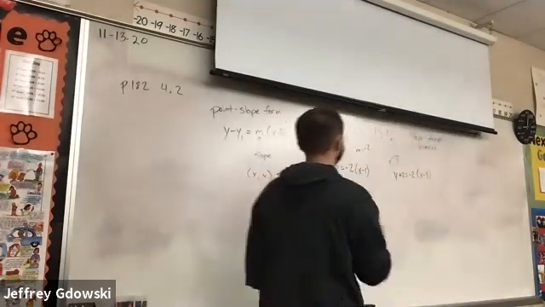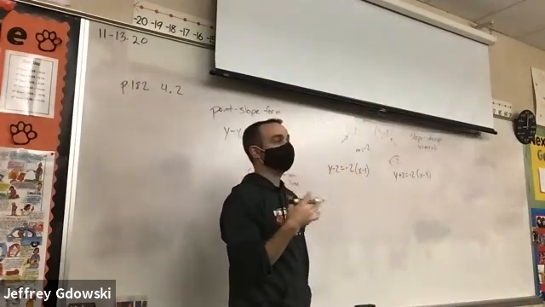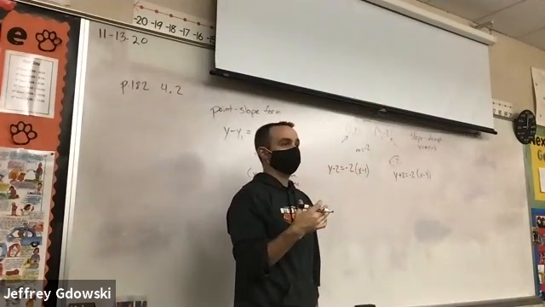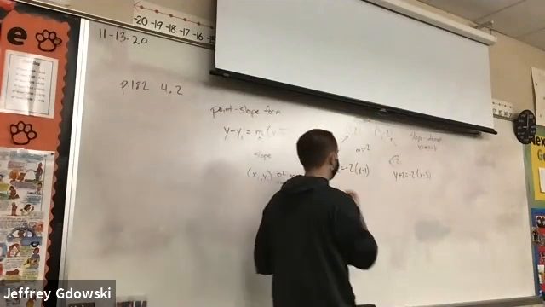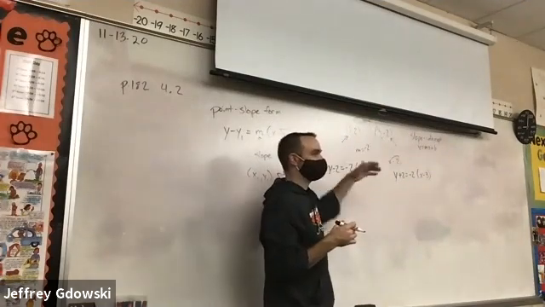And here's what we need to look at. And this is the downside of point slope form. The downside of point slope form is both of these equations represent the same exact line.